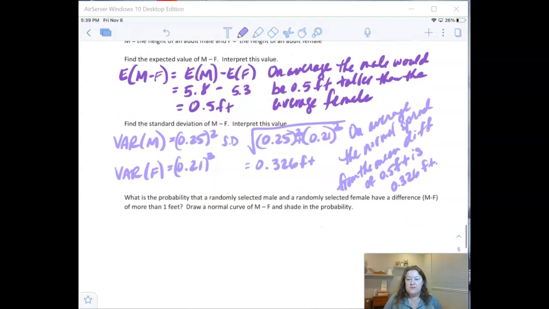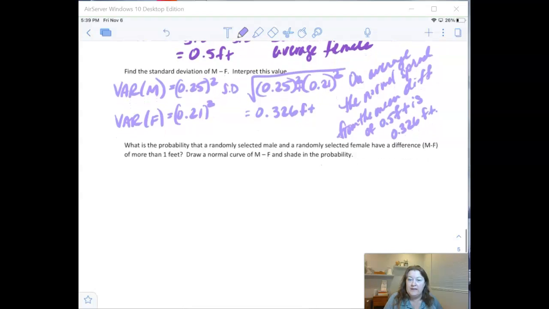All right, last one. What's the probability that a randomly selected male and a randomly selected female have a difference of more than 1 foot? Here's what we do. We're going to get whatever we need in a random variable. In this case, it's M minus F. And we're going to draw a normal curve based on that, because if the males were normally distributed and the females were normally distributed, then we're good on them both being normally distributed together, whether we add or subtract them.